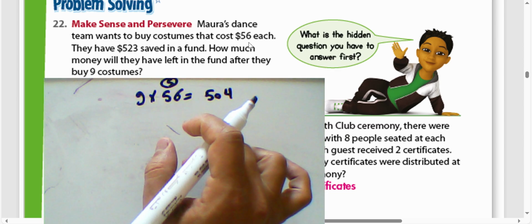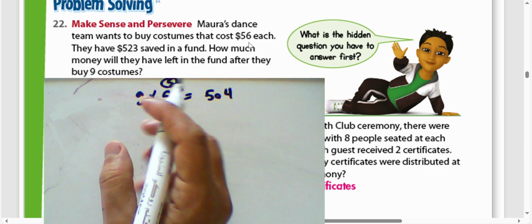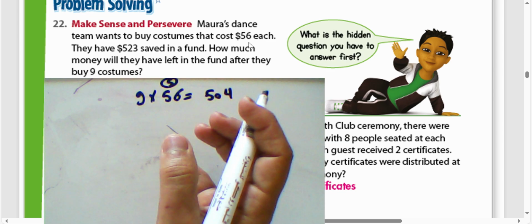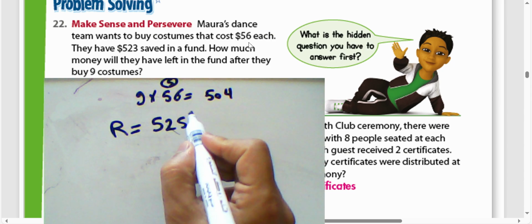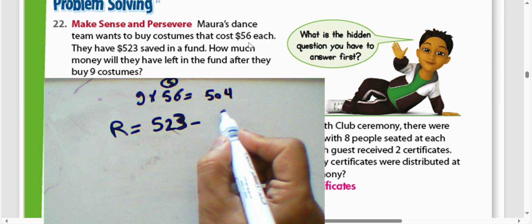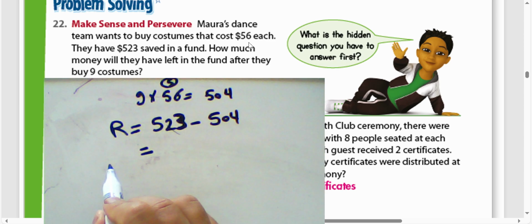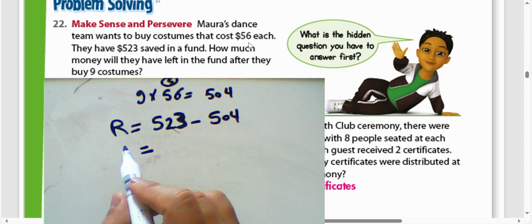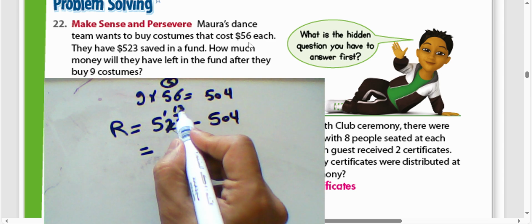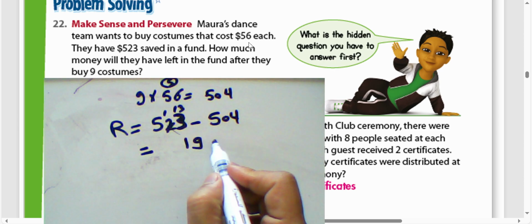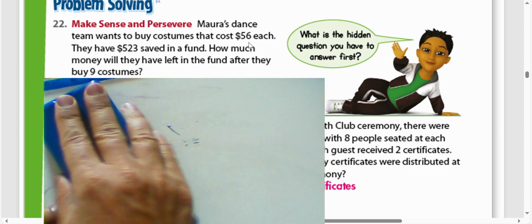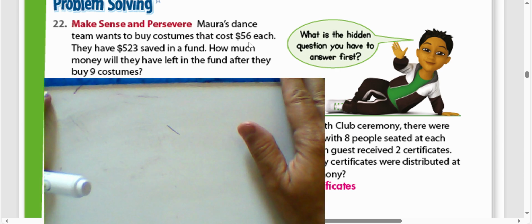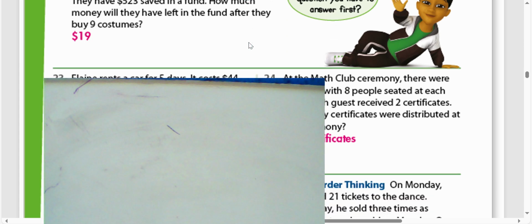Then it asks what's the remainder, how much money will they have left. We can write the total money, $523, subtract 504 to find the remainder. Okay, we can put 13 minus 4 equals 9 and 1 minus 0 is 1, then the result will be $19. The remainder they have will be $19. Okay, next question.